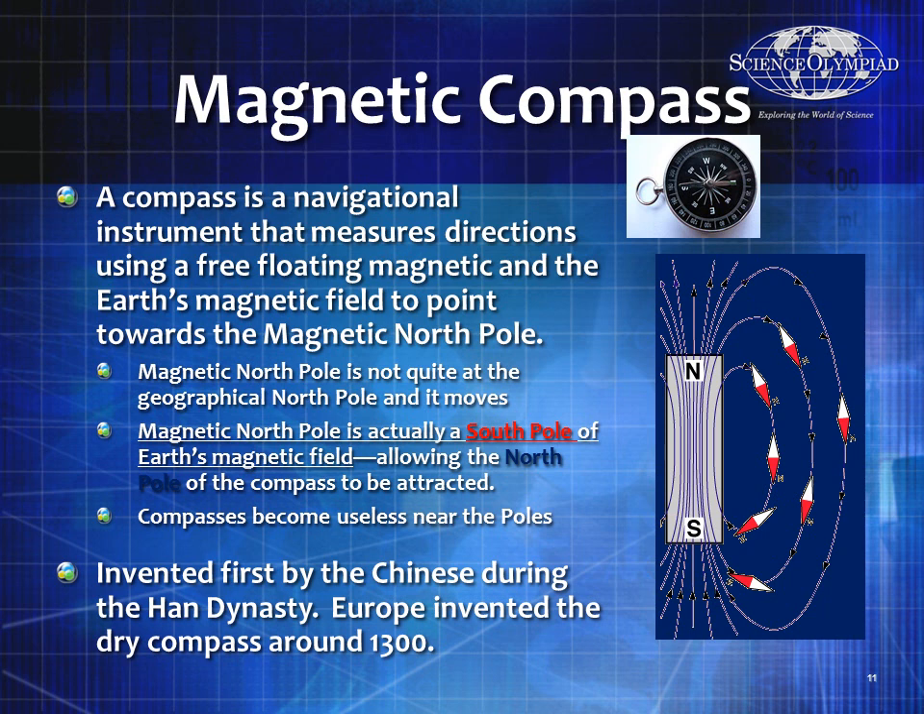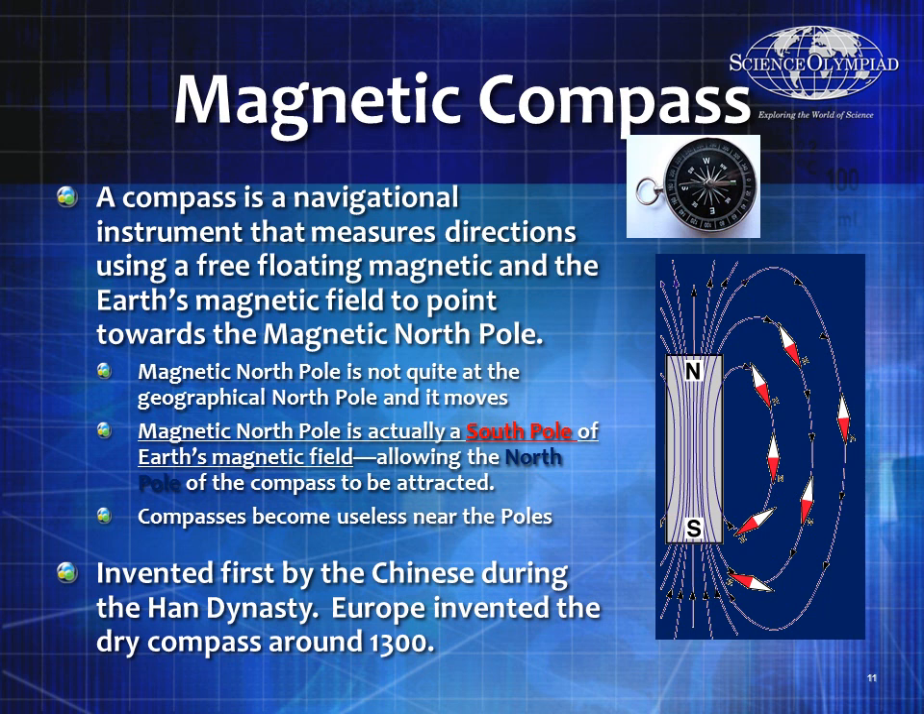And just keep in mind, compasses generally become useless the closer you get to the poles. The reason is you've got so much magnetism pouring out of the magnetic poles of the Earth that your readings don't work anymore. Now, the Chinese actually during the Han Dynasty invented magnetic compasses, and then Europe invented a dry compass around 1300 using the same concept.